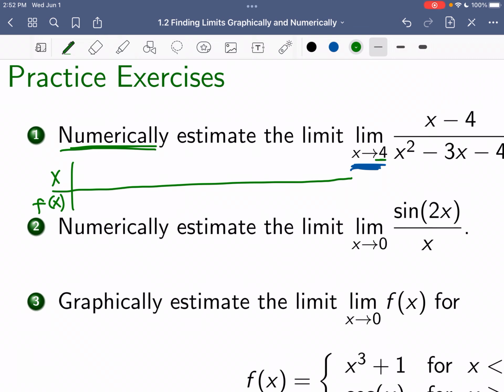So we'll go 3.9 and 3.99, maybe 3.999. At 4 itself, we don't know.